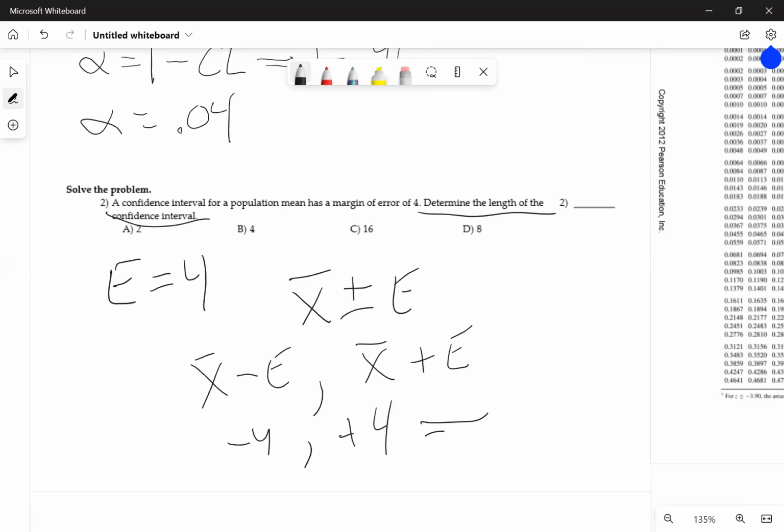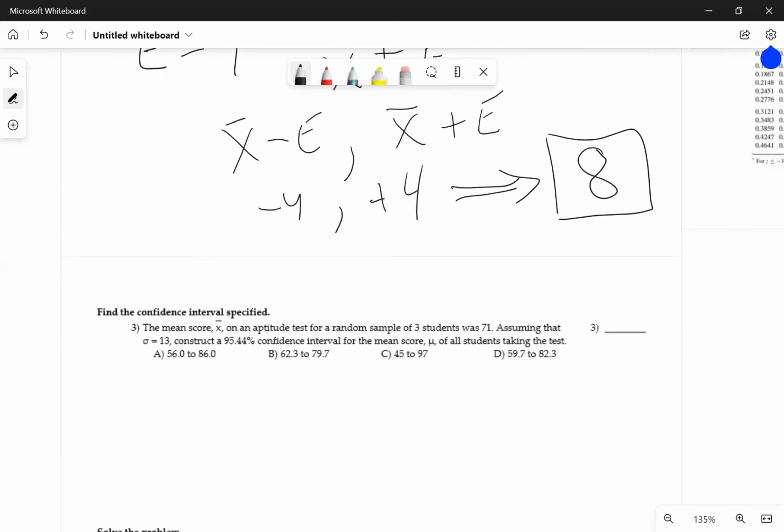So the length of the confidence interval is 8. 4 plus 4, the length of the confidence interval is 8. Because I'm subtracting 4, I'm adding 4. So it's 8 overall, from negative 4 to plus 4.